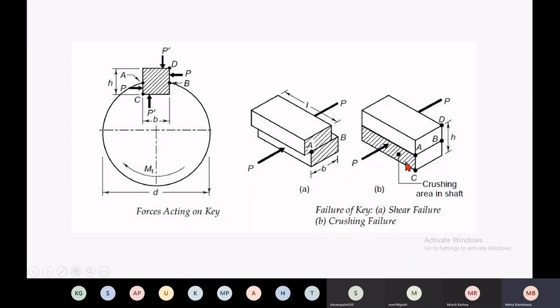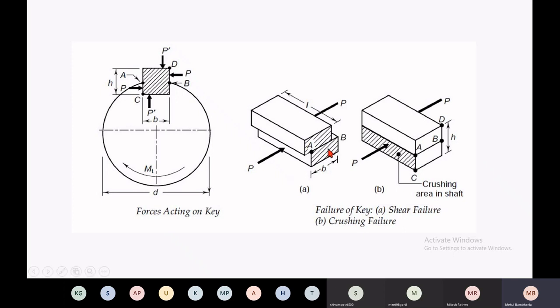Next, the second cause for the failure is called the crushing force. When both the equal and opposite forces are applied, this particular surface experiences force, and on the opposite side that particular surface experiences force, and they are opposite, so the entire key experiences a crushing nature. That means it will squeeze or crush, and due to the crushing phenomena, it can fail. So these are two possibilities. Two different types of stresses are generating.